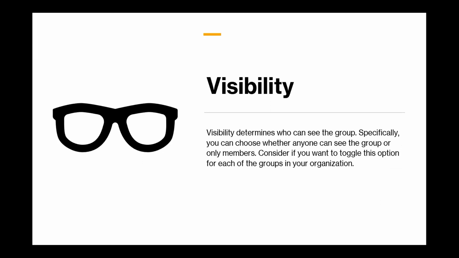Moving on to visibility. It determines who can see the group. Specifically, you can set whether anyone can see the group or only members of the group can see the group. Generally, this is a more minor thing, but it's something you might want to consider toggling for different groups within your organization, depending on whether people are working on specific projects. Again, this isn't something that's going to come up a lot with smaller organizations. Generally, everyone's going to be seeing what everyone's doing.